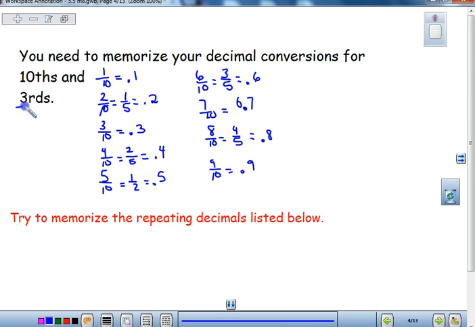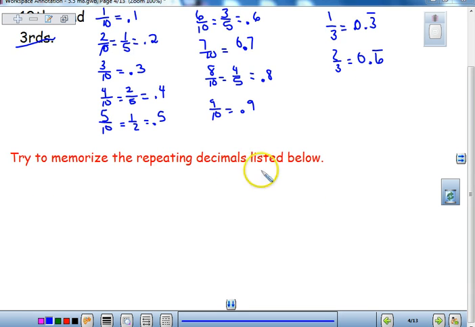What about our thirds? You should also be able to do the thirds. That means you should know 1/3 equals 0.3 repeating. 2/3 is equal to 0.6 repeating. And the other thing you need to memorize that you also want to put on the top of this page is your ninths. So you should have memorized the tenths, the thirds, and the ninths.